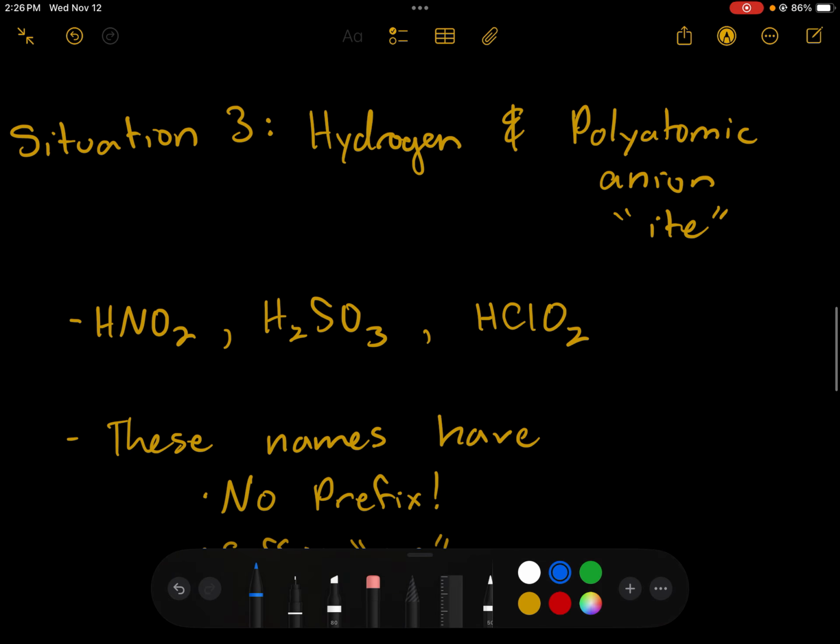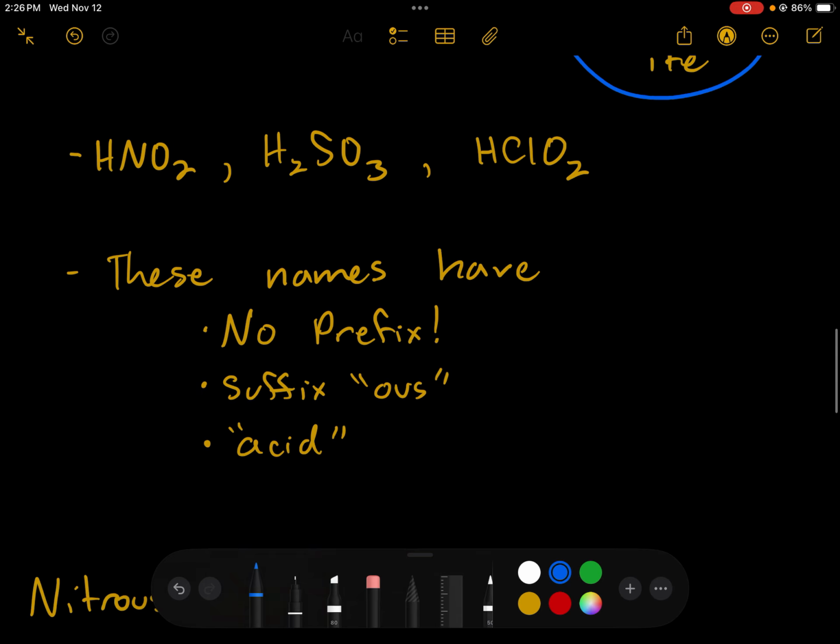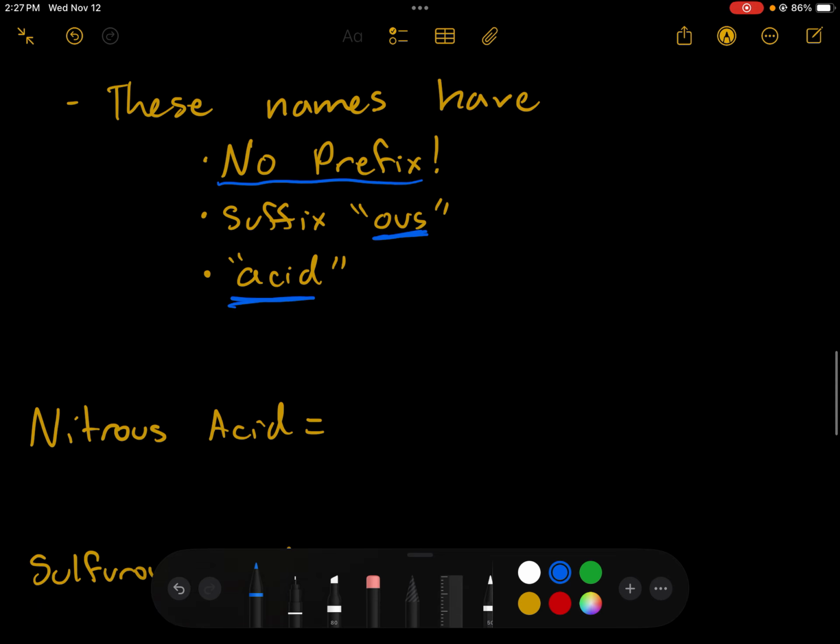The last situation you could run into is hydrogen and a polyatomic ion that ends in ite instead of ate, so that would be nitrite, sulfite, chlorite, any of that. Those names again are not going to have a prefix at all, and instead of an ic suffix, you'll see an ous suffix, but you will still see the word acid telling you that it is in fact an acid. And again, we're going to use swap and drop to write these formulas.